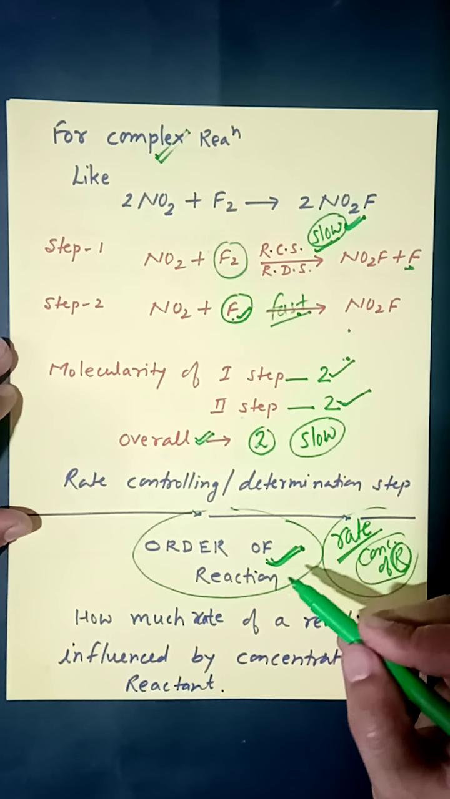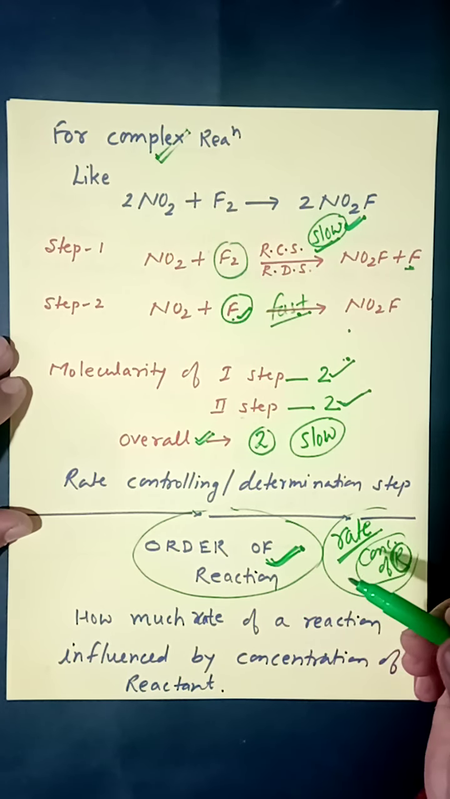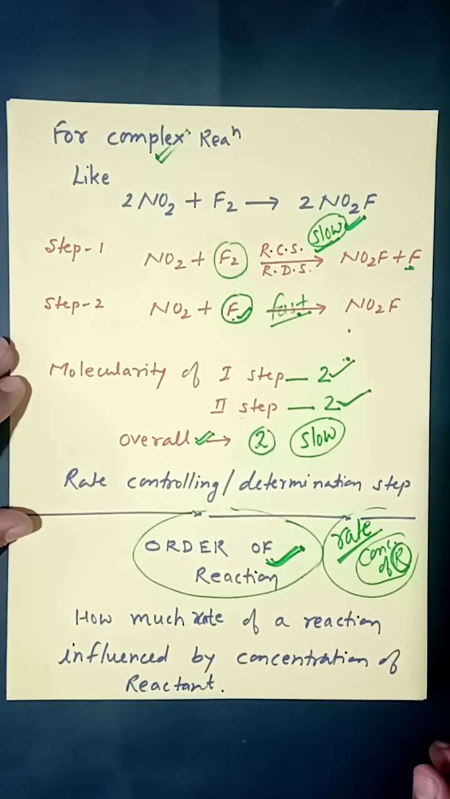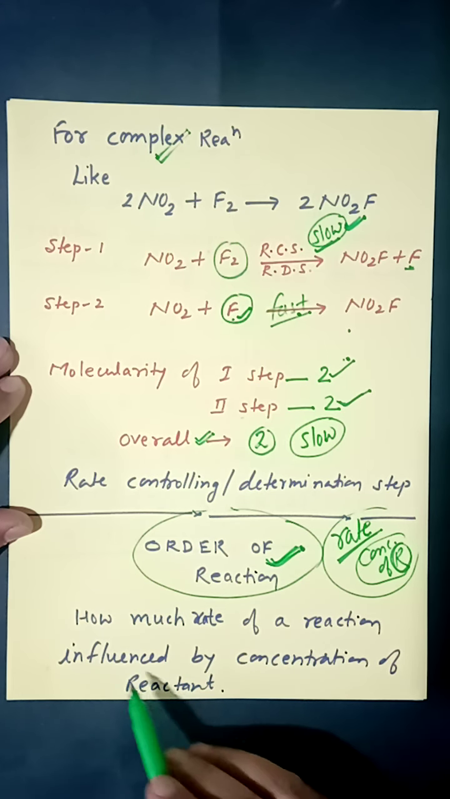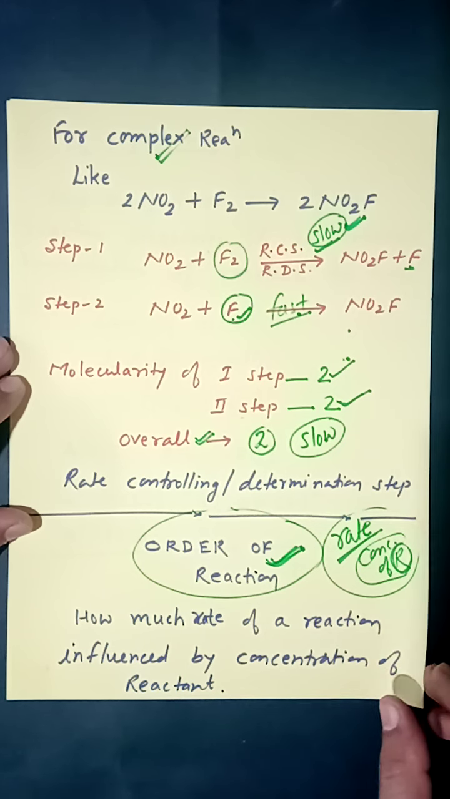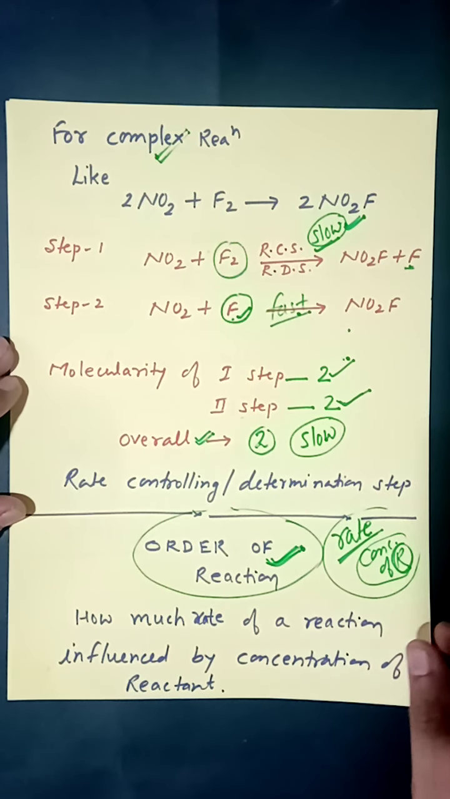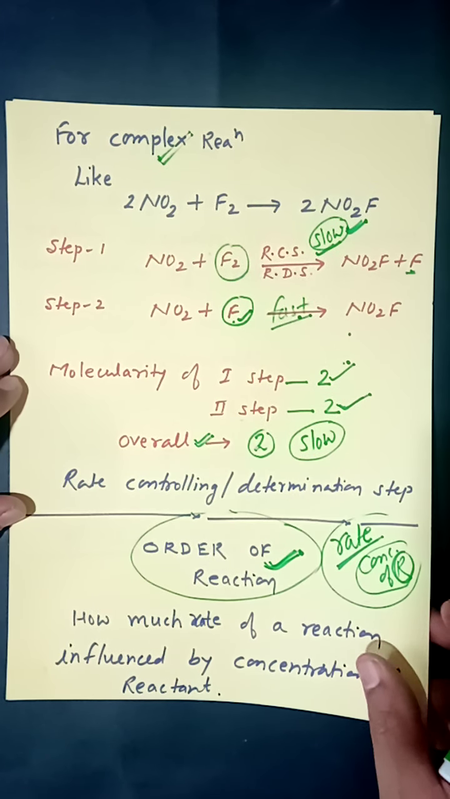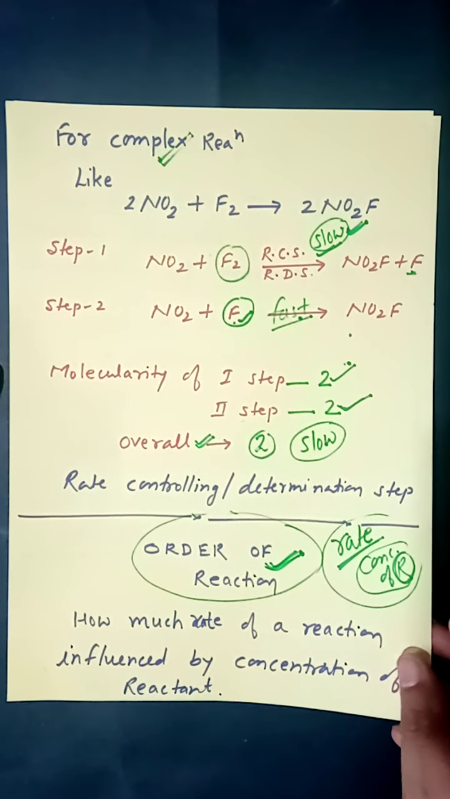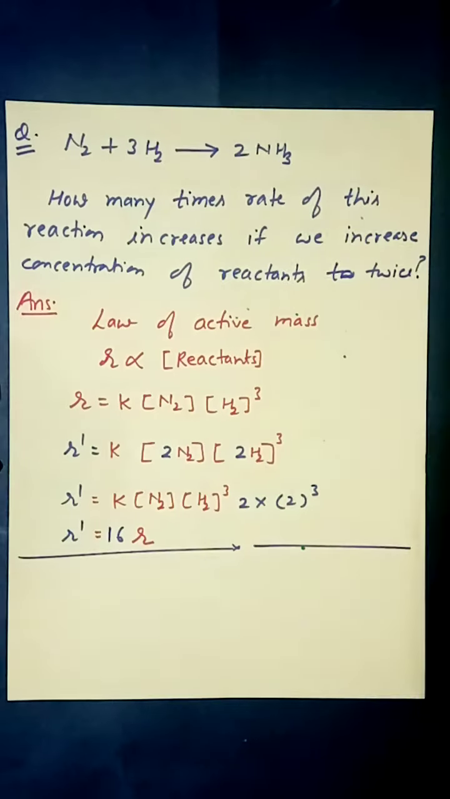After order of reaction you will be able to find out how many times the rate of reaction is influenced by the concentration of reactant. So once you are able to work out the order of reaction, you can calculate the number of times by which the rate of reaction changes if we change the concentration of reactant by a certain extent.